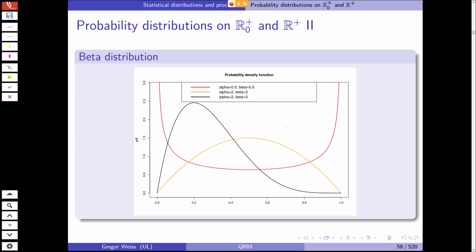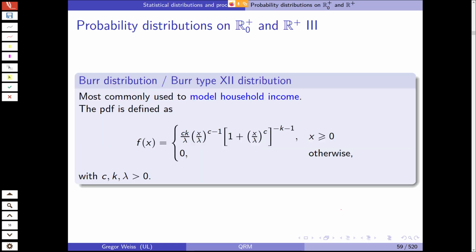On the next slide, you can see three different probability density functions for three different beta distributions with different alpha and beta parameters. And as you can see, especially with the black one, this is a right-tailed one. So the tail goes off extremely long here on the right-hand side. And obviously, it is only defined on the unit interval between 0 and 1. So that's the probability density function.